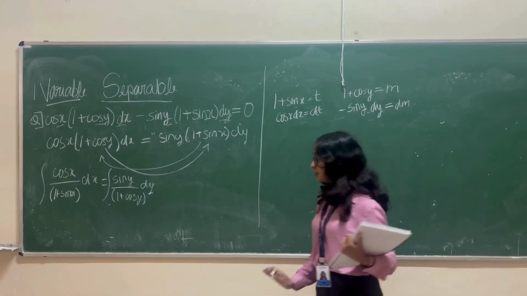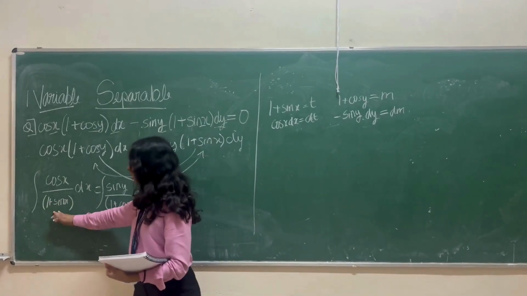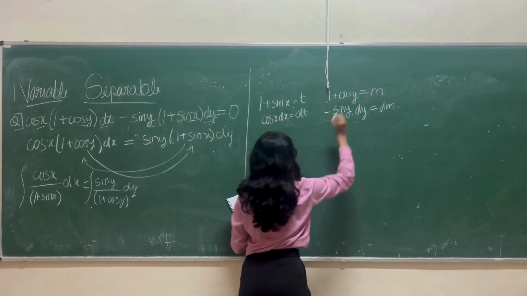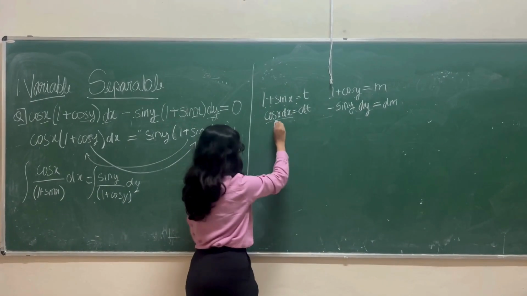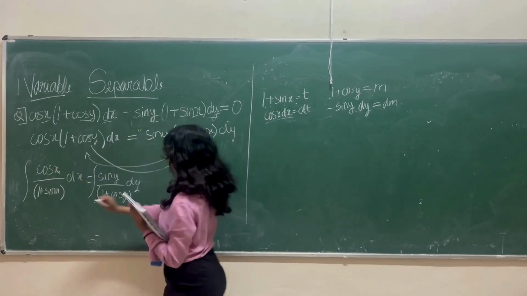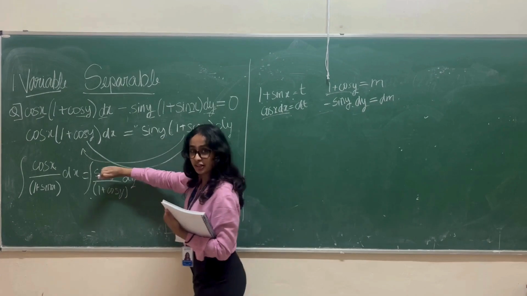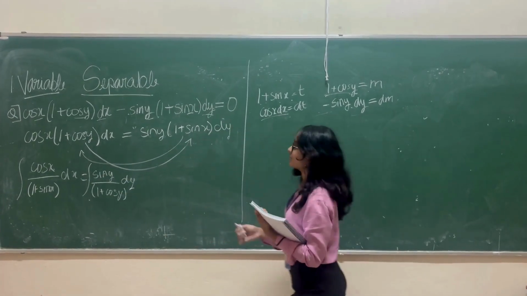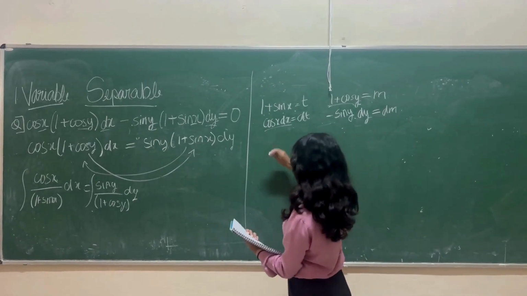Now in order to solve this integral, we have to use the substitution method. We have taken 1 plus sin x as t and 1 plus cos y as m. Once you differentiate 1 plus sin x, you will get cos x dx, which is basically our numerator over here. And on differentiating 1 plus cos y, you get minus sin y, which is also our numerator here, just without the negative sign. So this will make our integration simple. So now let's go ahead and continue.